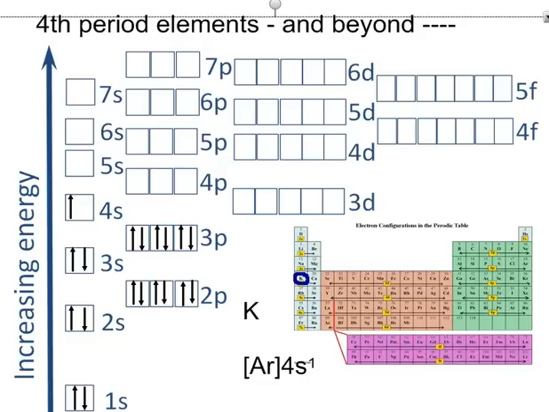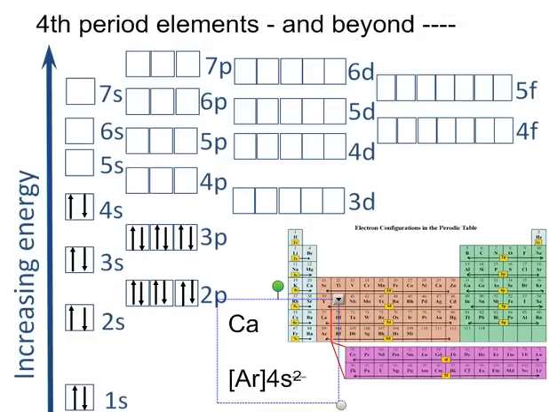If we go to the next screen, we'll see calcium. Calcium is this element right here, so it's still in the S block. It's the second element in the S block, so it'll be S2. Because it's in the fourth period, it'll be 4s2. So calcium has everything argon has, which is everything up through 3p filled up, plus 2 electrons in the 4s.